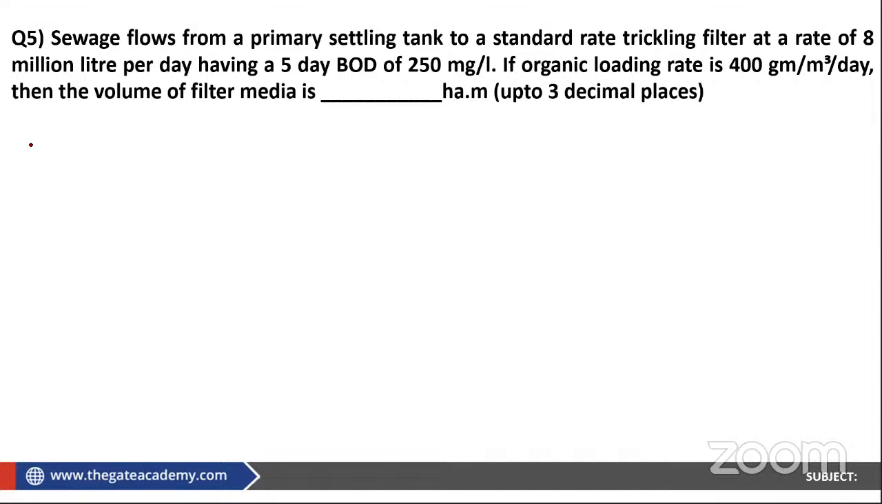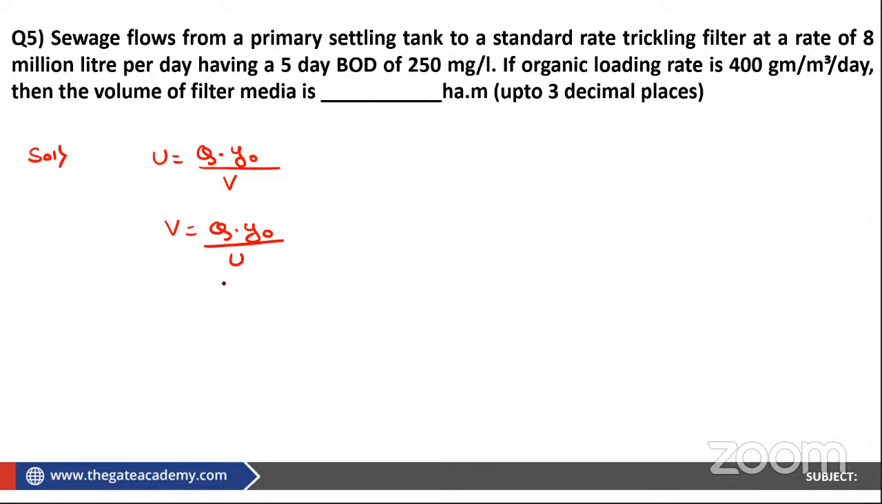Now, which formula had you used for finding the volume of the filter here? We know that organic loading rate will be equal to Q into influent BOD, that is Y naught, upon V, that is the volume of the filter. Now we have the organic loading rate, the total discharge, and the initial BOD, and we have to find the volume of the filter. So the formula becomes Q into Y naught upon organic loading. Now just solve it fastly.